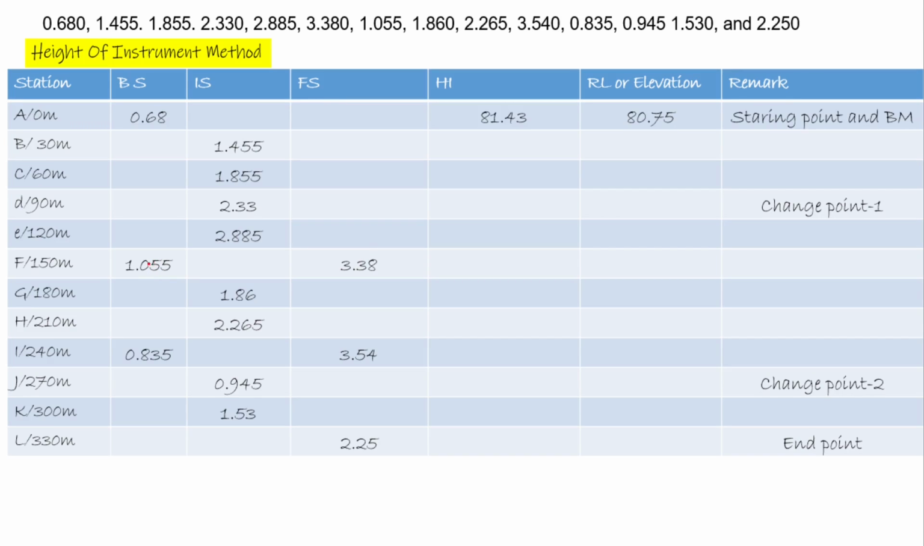Now we will calculate the HI. HI is equal to the summation of backsight and RL. So this will be your HI. Now we can calculate the RL of this point by using this reading. Okay, we only have to deduct this value from HI. So HI is constant up to this point. So these are your readings. It is the difference between these.